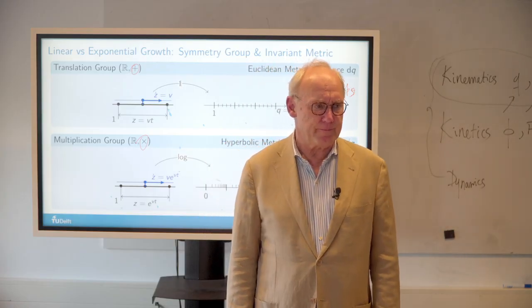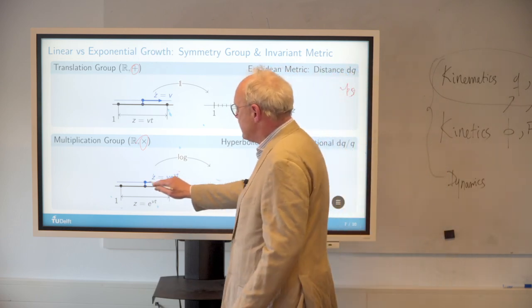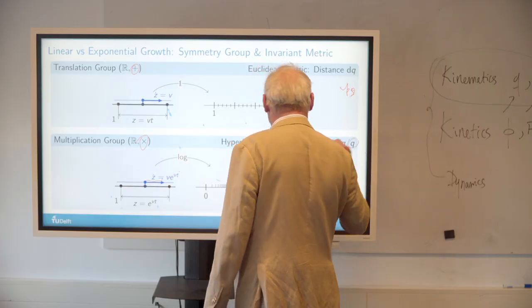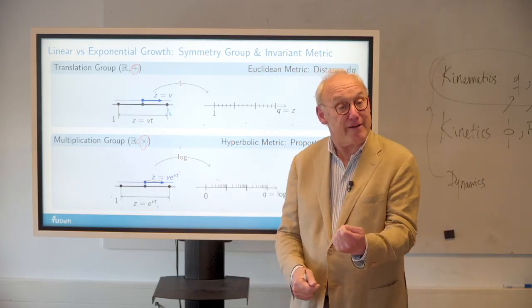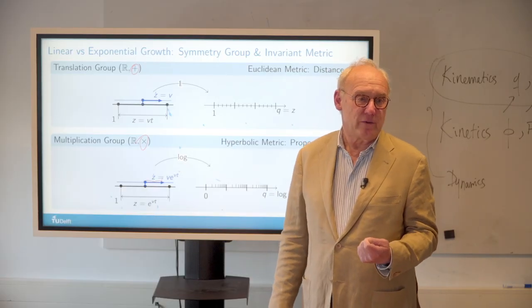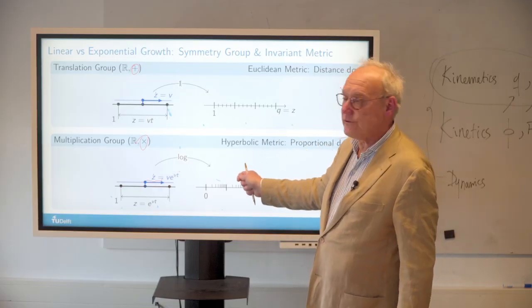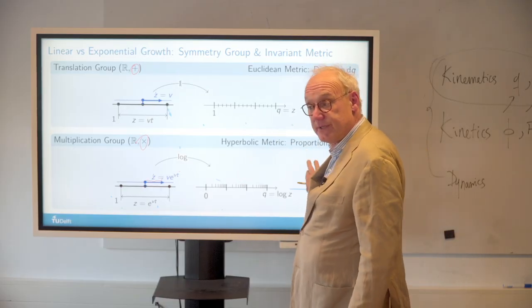The way you measure distance is by looking at a displacement and then dividing it by the amount you have. So you look at a proportional fraction, or a percentage change. That's the way you measure distance. So not the real change, but the percentage change.